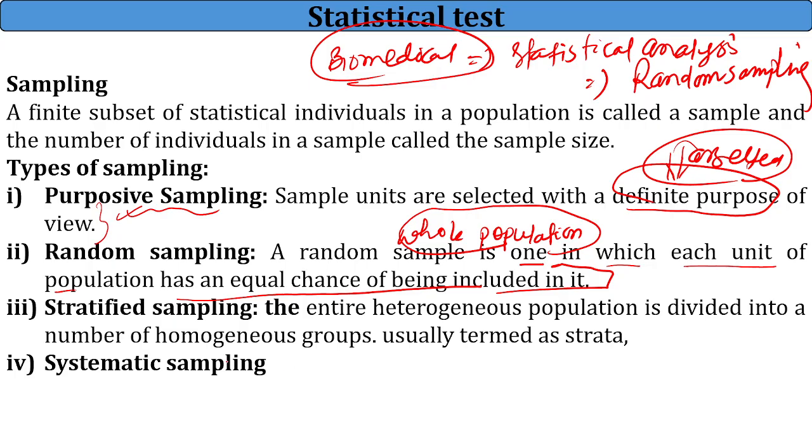When we have stratified sampling, the entire heterogeneous population is divided into a number of homogeneous groups, usually termed strata. Again we divide into groups, but we can't generalize for all groups. Similarly for systematic sampling. Okay, so this is something we'll talk about.